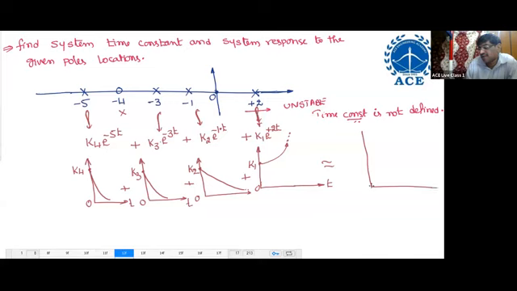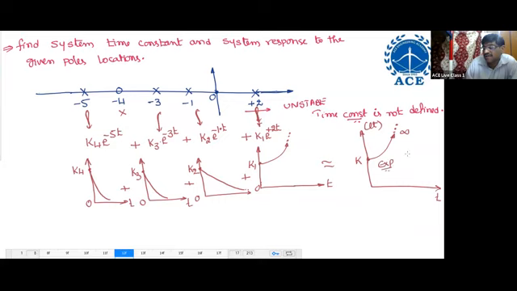If we draw the response, the sum of this is T. This is C of T. It starts at some value of K. 0 plus 0 plus 0 plus infinity becomes infinity. That means it exponentially rises to infinity. System is unstable.